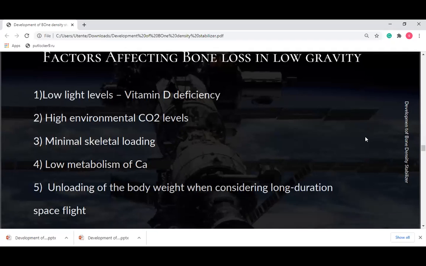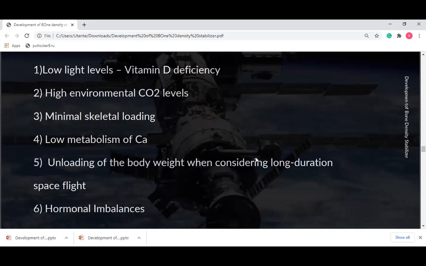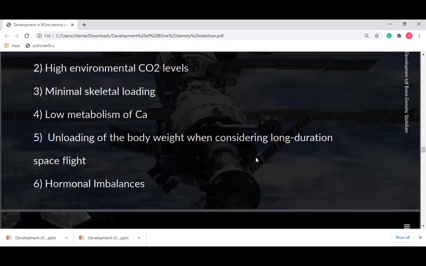So the factors which affect bone loss in low gravity are: low level of light, as there's no sunlight, there's very little light, so vitamin D deficiency will be there. And as we are at high altitudes, high environmental CO2 levels will be there. And there's no gravity, so minimal skeletal loading, low metabolism of calcium, and unloading of body weight during long duration space flight, and even hormonal imbalance.